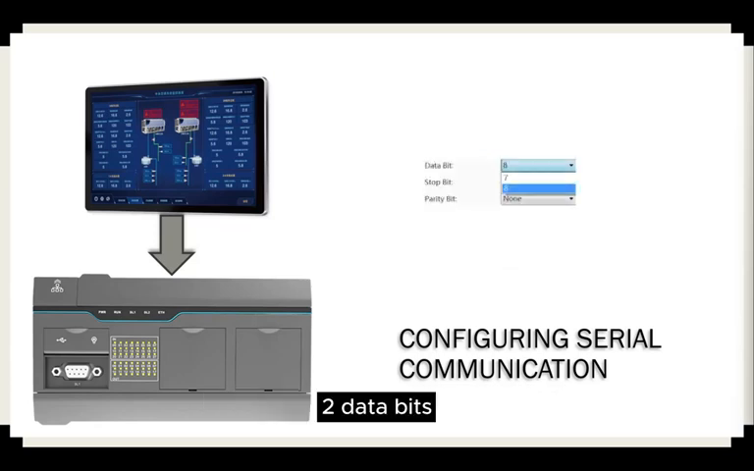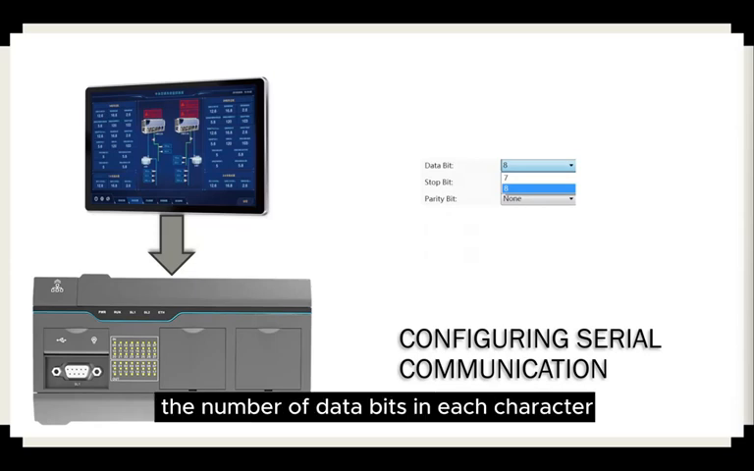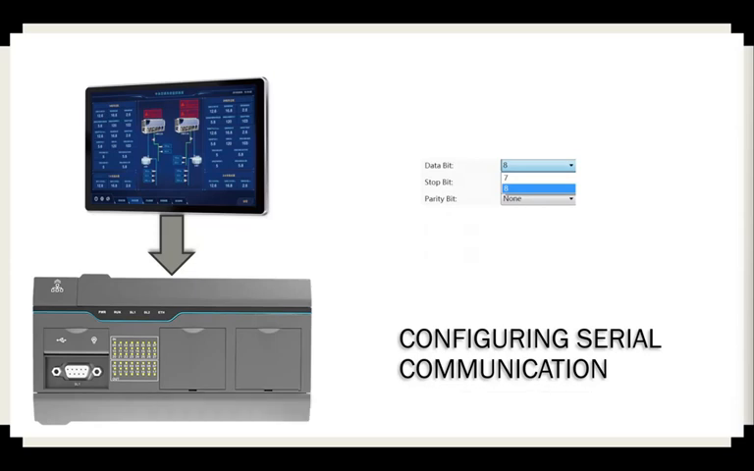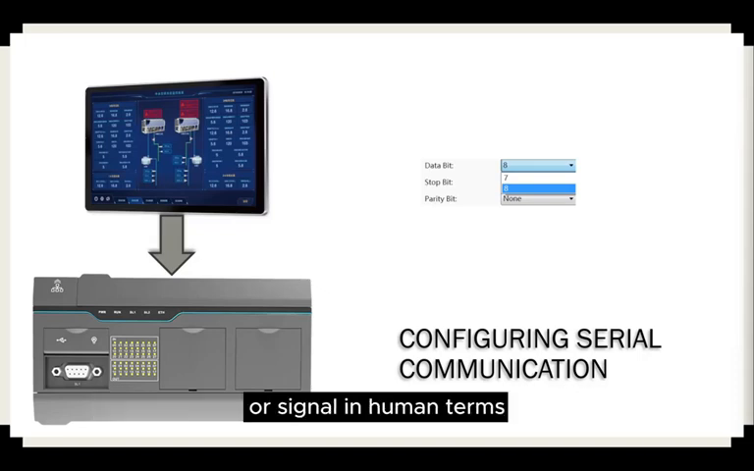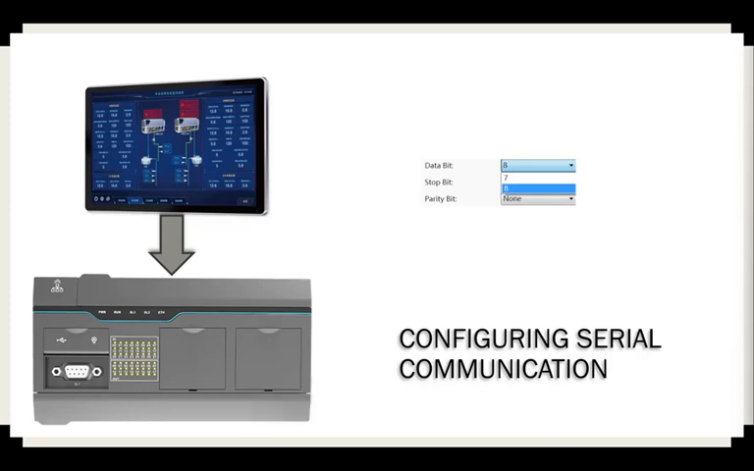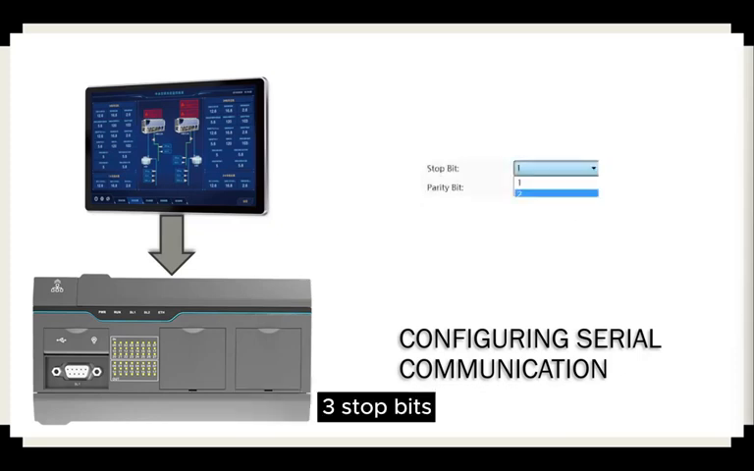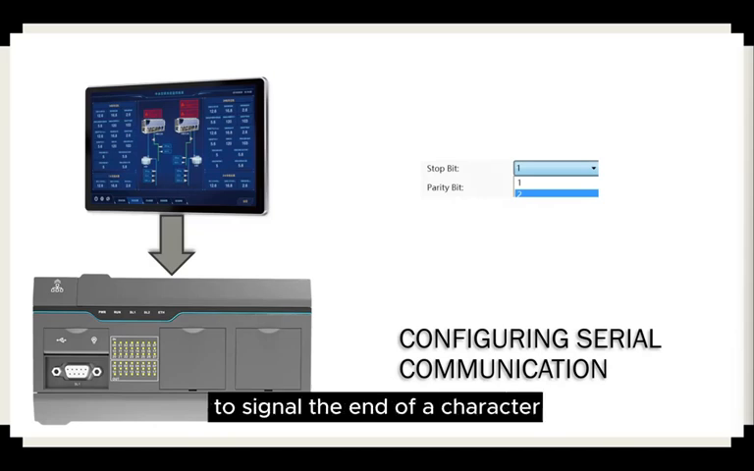2. Data bits, the number of data bits in each character. This is the amount of information sent with each word or signal. In human terms, it's like deciding whether to use short words or long sentences. 3. Stop bits, the number of stop bits to signal the end of a character. These signal the end of a sentence. It's a way for the receiving device to know that one piece of information has ended before another begins.